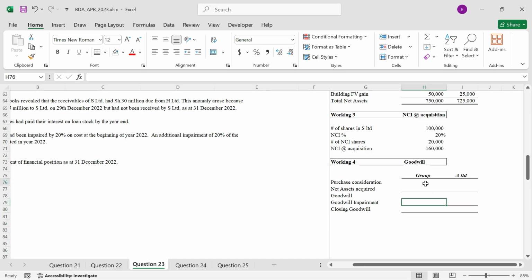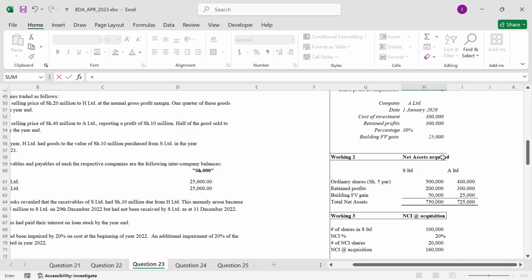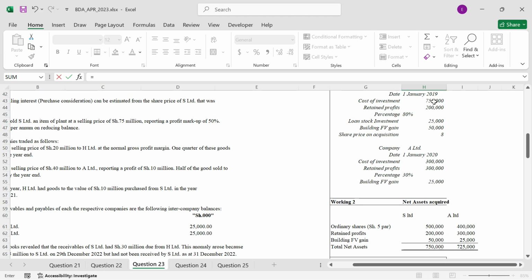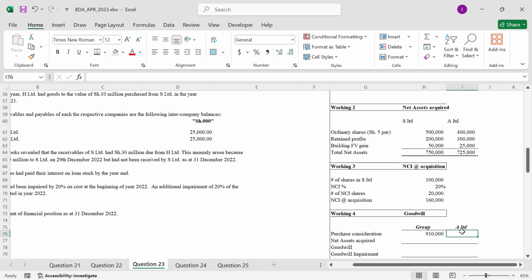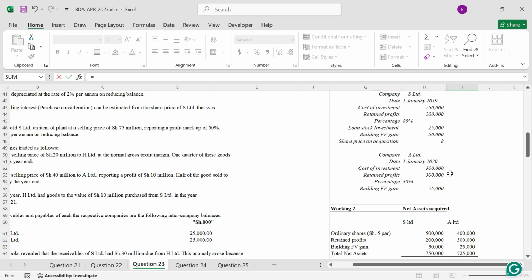So, for the group, how much did I pay? I paid 750,000, but then I also had NCI of 160,000 on that date of acquisition. For A Limited, I paid 300,000.